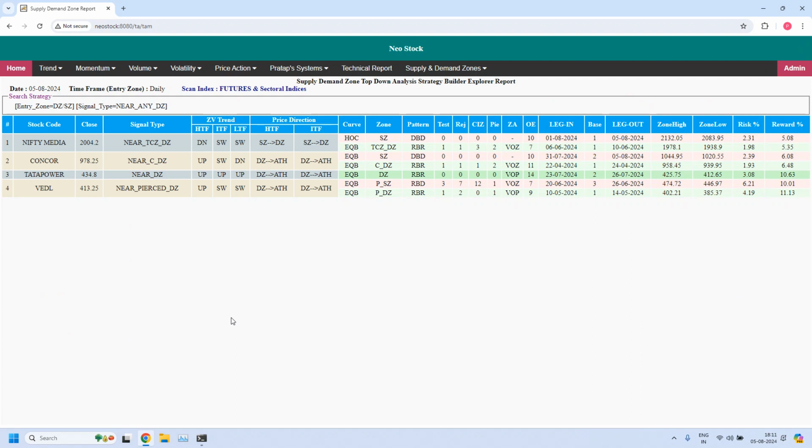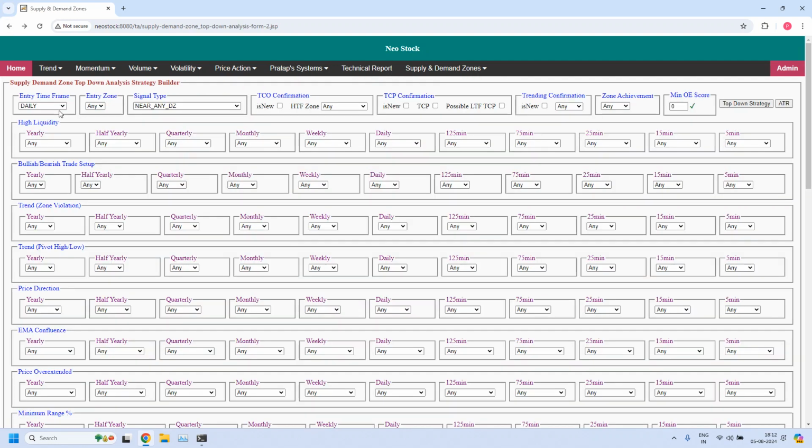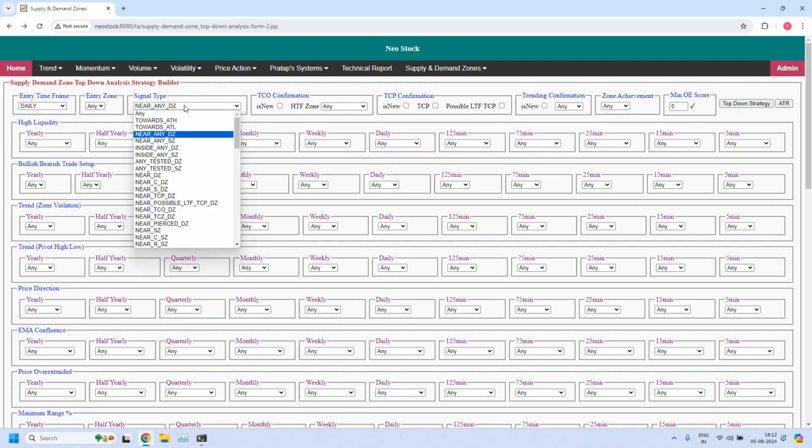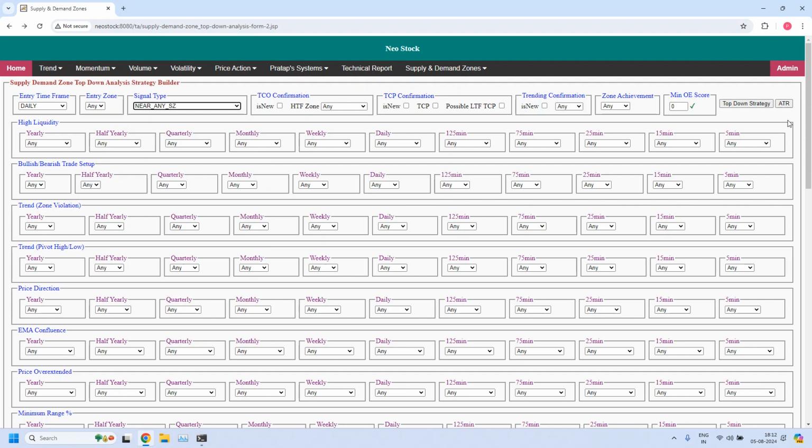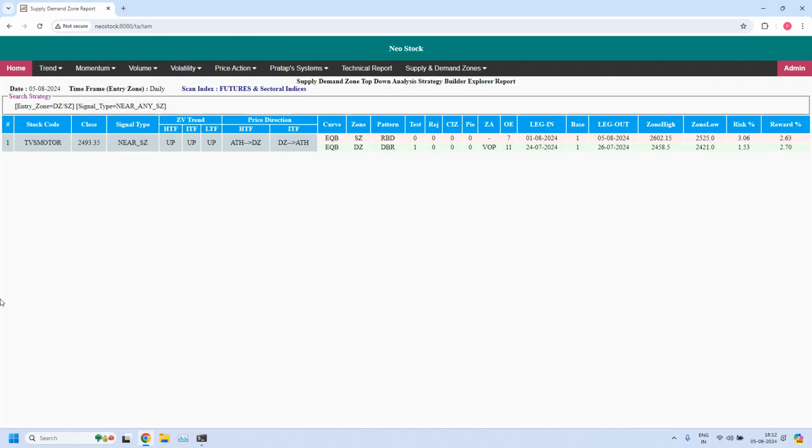Let us identify any high liquidity demand zones from this list. But this is already pierced. Conquer is not valid high liquidity, it is pierced. That means we don't have any valid high liquidity demand zone from this list. So I'm going back. For daily time frame, let us find the stocks near daily supply zone. Only one stock is filtered, and this is also not a high liquidity supply zone.